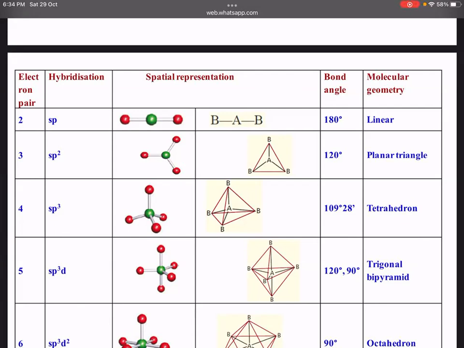Then you take boron. What is the electronic configuration? 1s2, 2s2, 2p1. So it has only one unpaired electron, so it will form a single bond compound. You take carbon, 1s2, 2s2, 2p2. So two unpaired electrons, so it will form two bonds as per valence bond theory.